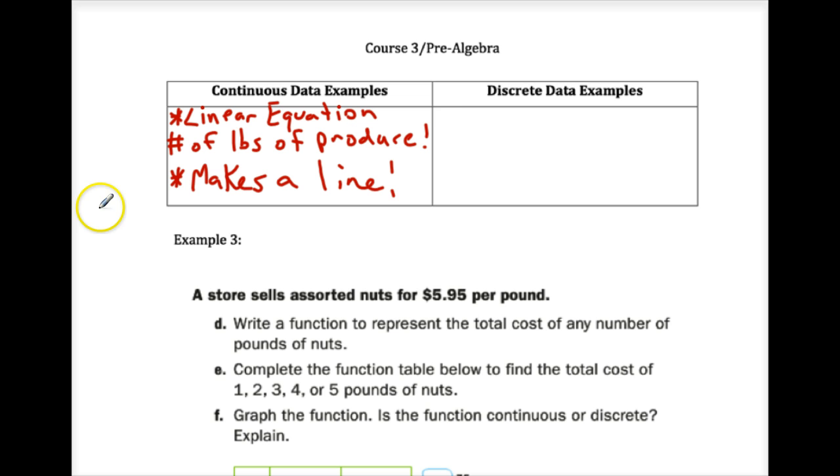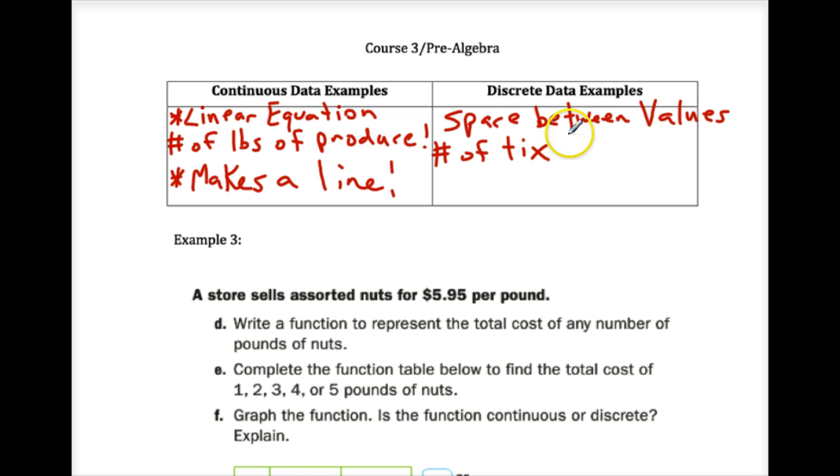All right. Here's discrete. Space between values. I think you're going to have to see an example of a discrete example before you really get it. Here's a real good example of it. Number of tickets to a movie. How many tickets can you buy for a movie? How many seats are in the theater? Very good answers. Maybe I'll ask it a different way. How many tickets can you not buy? Zero. Sure, you can buy zero tickets.